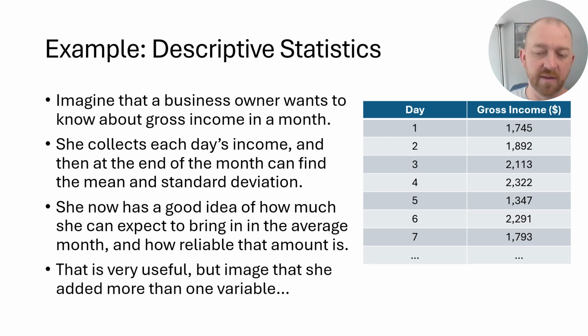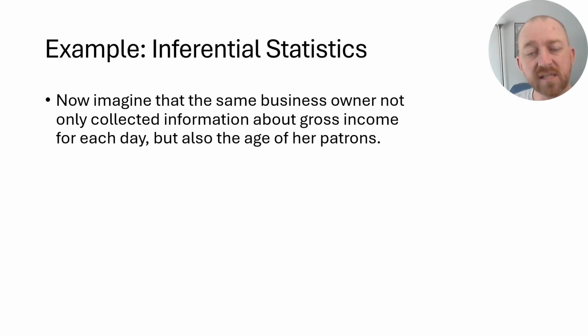That's fantastic. But what would be more advanced is if she included another variable and collected that at the same time. So I'll just give you one example. Let's say that she is the same business owner, but she now wants to measure not only her daily gross income, but also the age of the patrons. Now, in this case, we'll say it's the average age of her patrons who come in.